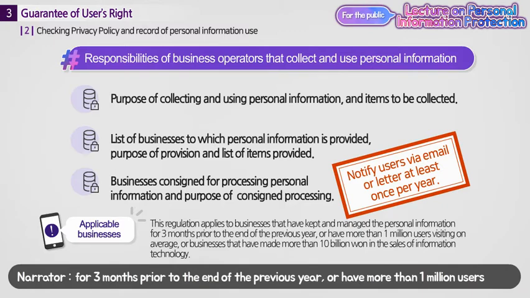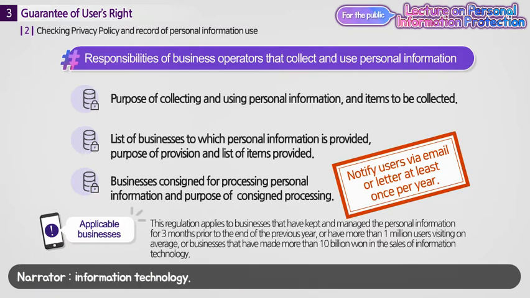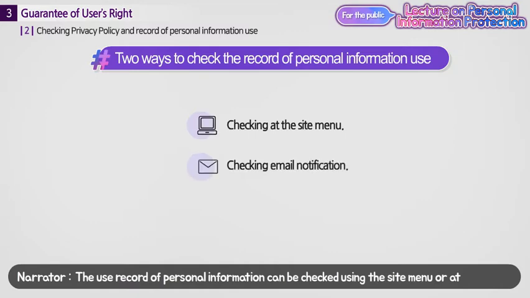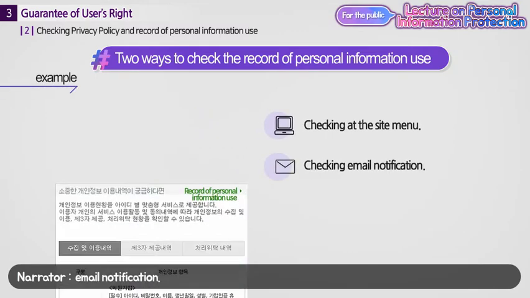This regulation applies to businesses that have kept and managed the personal information for 3 months prior to the end of the previous year, or have more than 1 million users visiting on average, or businesses that have made more than 10 billion won in sales of information technology. The use record of personal information can be checked using the site menu or at email notification.